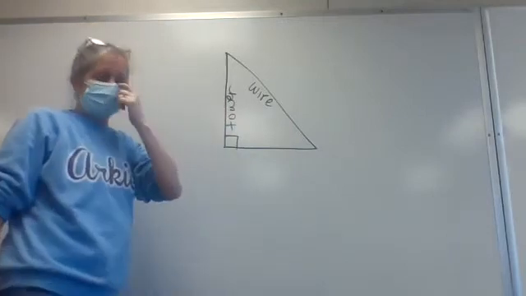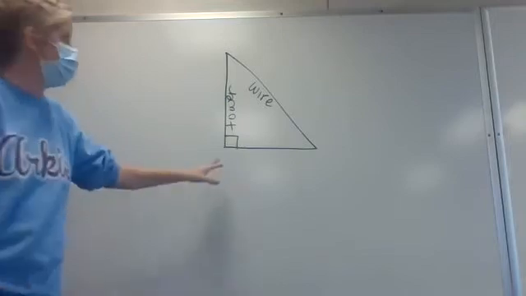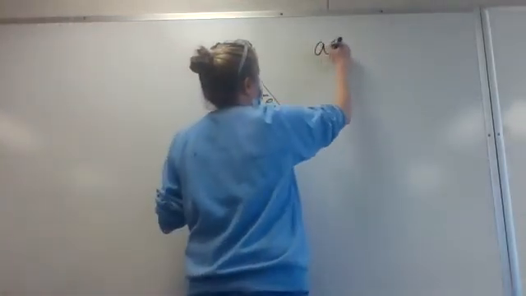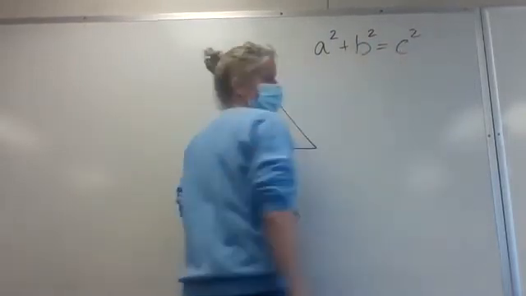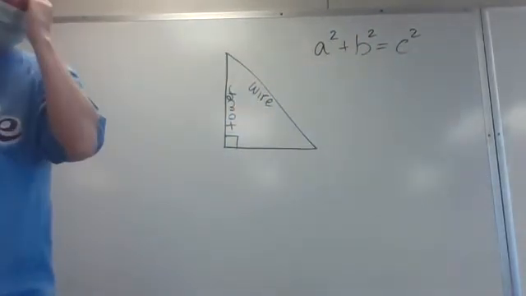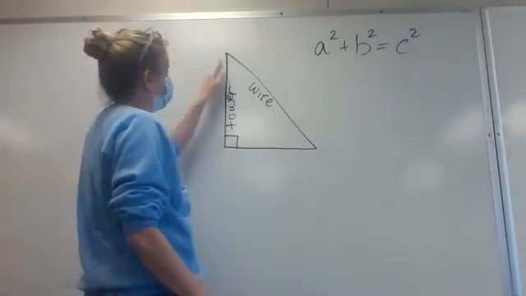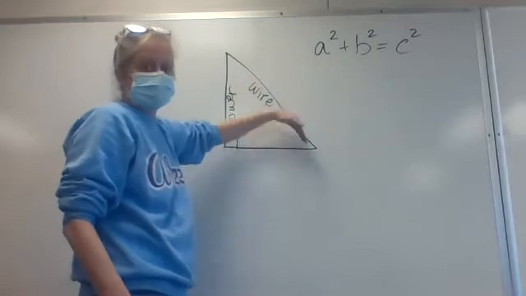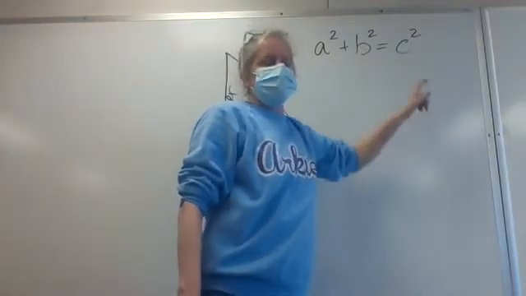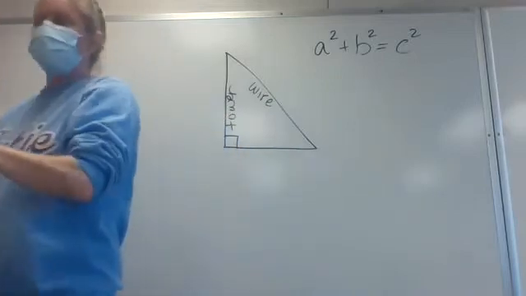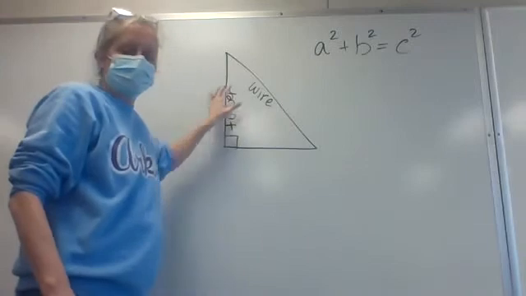So what theorem do we use here? We use the Pythagorean theorem that goes for right triangles. That tells me what? A squared plus B squared equals C squared. Now on this, it doesn't really matter which you label A and B, but this side always has to be your what? Your C. So the story is going to tell us where to put which numbers.